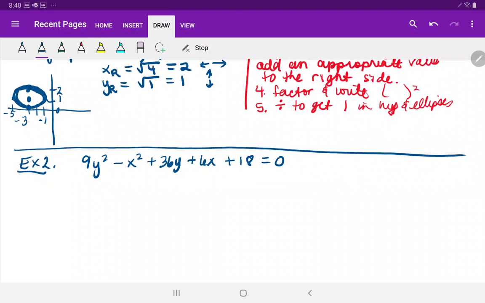Okay. So let's look. We're going to organize the x's and the y's. So we can put the x over here, negative x squared plus 6x. And then let's organize the y's: 9y squared plus 36y equals, subtract 18 from both sides, and you get minus 18.